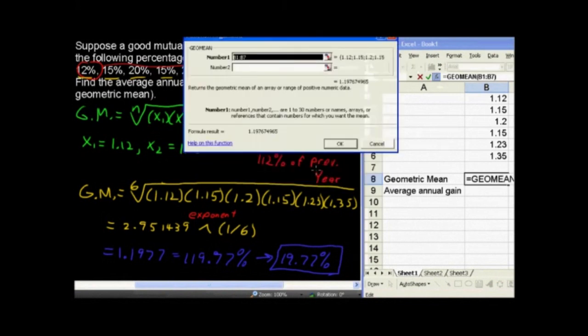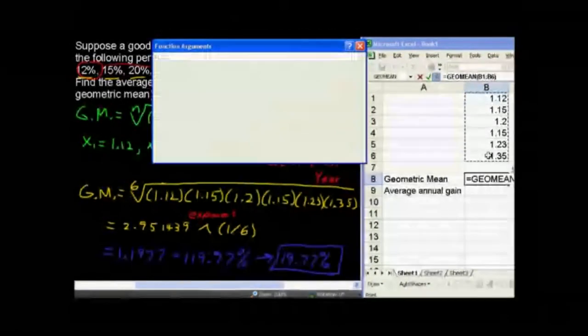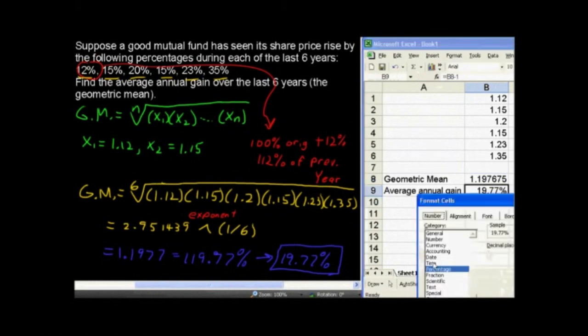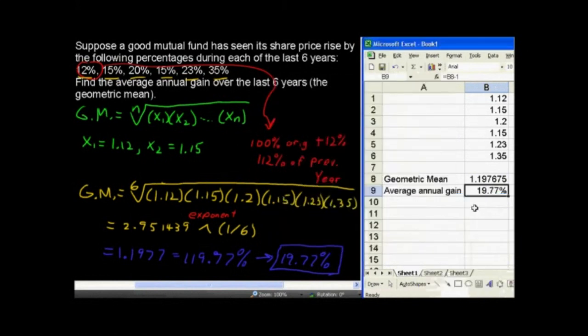Geometric mean of what? Excel automatically tries to figure out what you're going to do. It says B1 to B7. However, we only have cells B1 through B6. So while this is highlighted, I'm going to choose B1 through B6 and then say OK. And I get that number that we had over here, 1.1977. So the average annual gain equals this cell minus 1. And I've already formatted this cell as a percent, by choosing format cell and then percent.